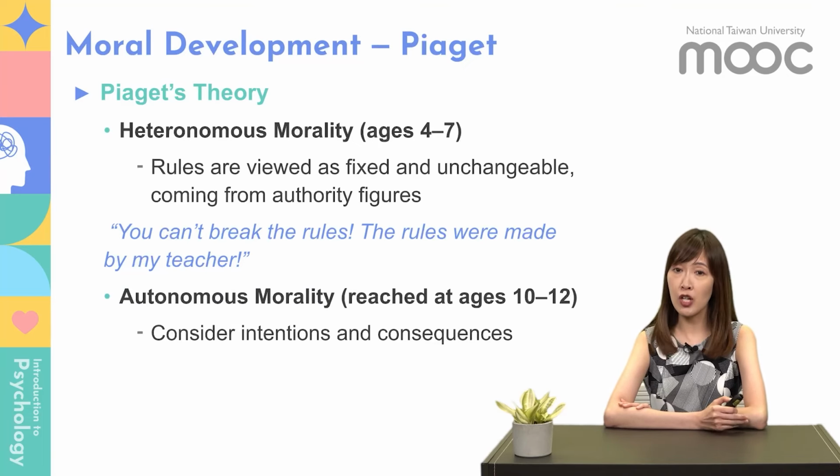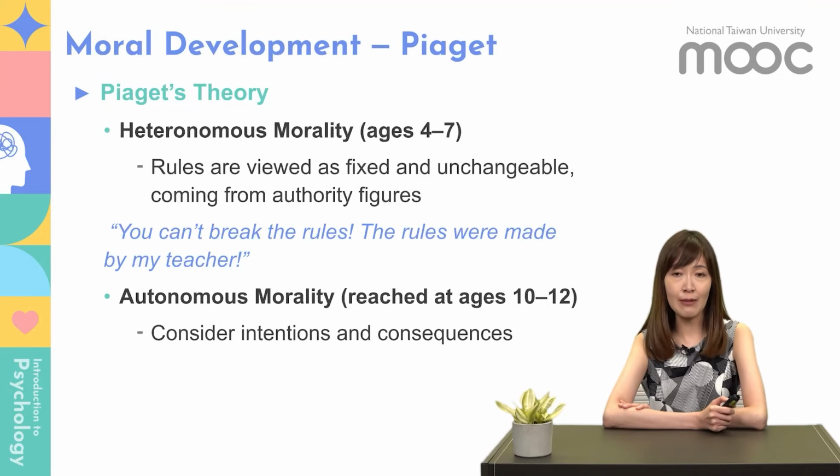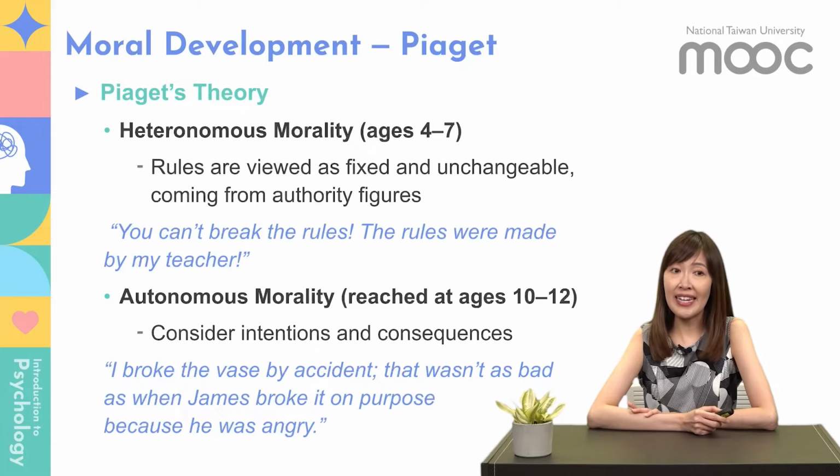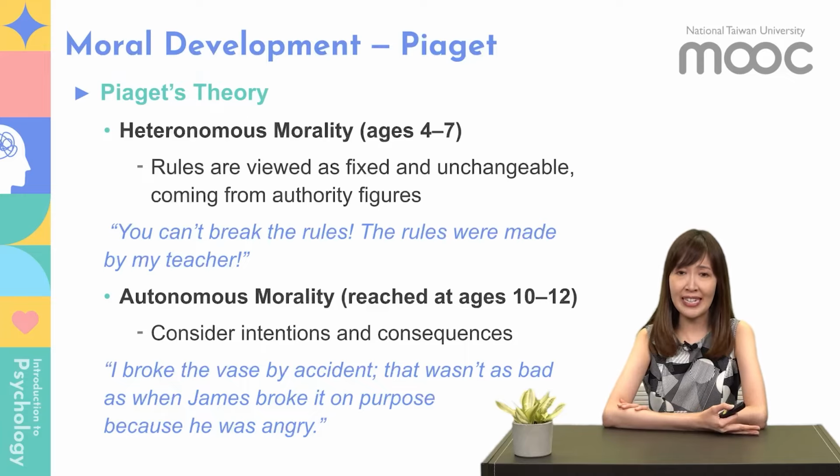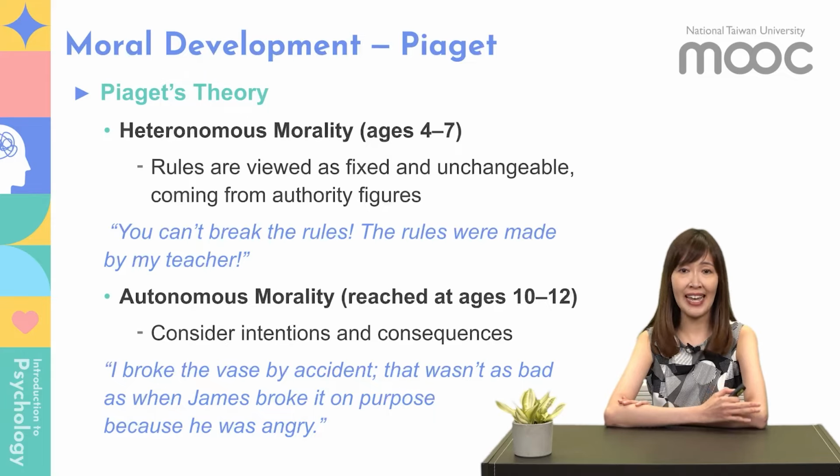And the second stage is called autonomous morality, and it is reached at ages 10 to 12. So now children understand that there are some rules, but they focus more on the intentions behind the actions as more important than the consequences. For example, children at this age might say something like this: "I broke the vase by accident, and that wasn't as bad as when James broke it on purpose because he was angry." So we can see that children may view the intentions as more important than the consequences. "Well, I broke it, but it was an accident, so it was okay." However, if you do it on purpose, then that is not acceptable. So we can see that it's different from the first stage.